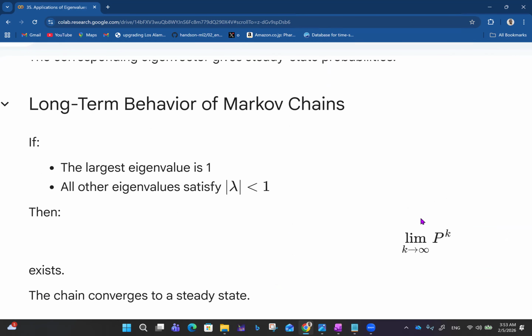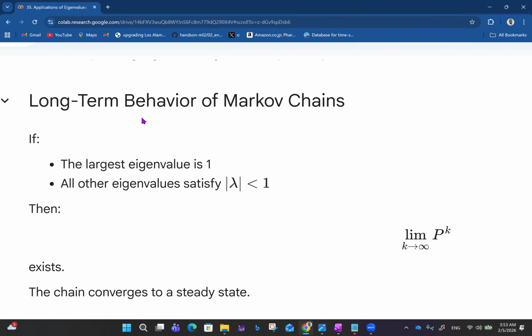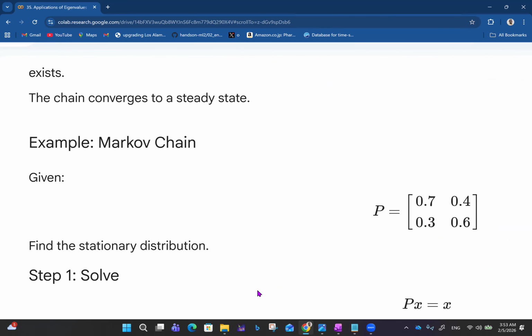And then at the end of the day, we have the long-term behavior of Markov chains. If the largest eigenvalue is 1 and all other eigenvalues satisfy the fact that the absolute value of lambda is less than 1, then the limit of P raised to the power k as k goes to infinity will exist. The chain converges to a steady state, so you can guarantee that the person ends up staying in one particular spot. That's the kind of idea over time.